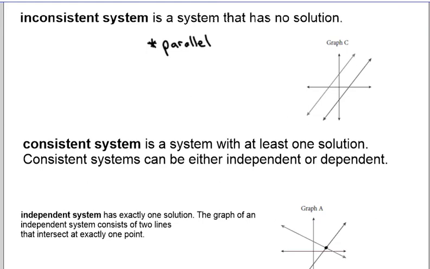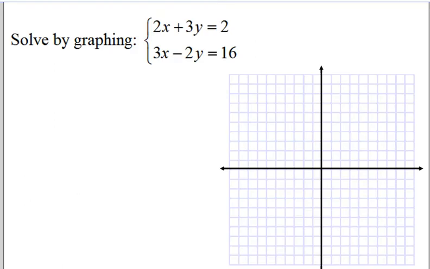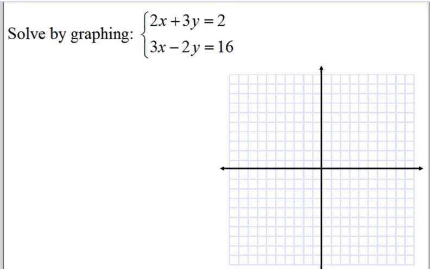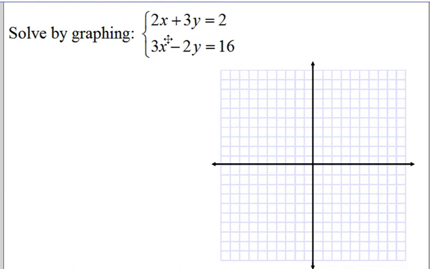Let's just do a few examples and see what's going on here. Here's a system we want to solve by graphing: 2x + 3y = 2 and 3x - 2y = 16. We want to graph both of these lines, so we're going to put them in slope-intercept form, y = mx + b.